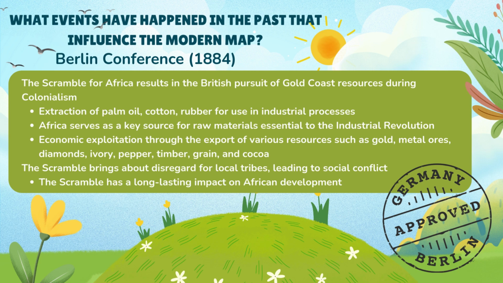So this led to a scramble for Africa. It resulted in the British pursuit of Gold Coast resources during colonialism. So there was an extraction of palm oil, cotton, and rubber for use in industrial processes. Africa also served as a key source for raw materials that were essential for the Industrial Revolution. For those of you that don't know, that was in the 1700s, leading into the 1800s. There was economic exploitation through the export of various resources such as gold, metal ores, diamonds, ivory, pepper, timber, grain, and cocoa. And the scramble brought about a disregard for local tribes, and it led to social conflict that has had a long-lasting impact on African development today.